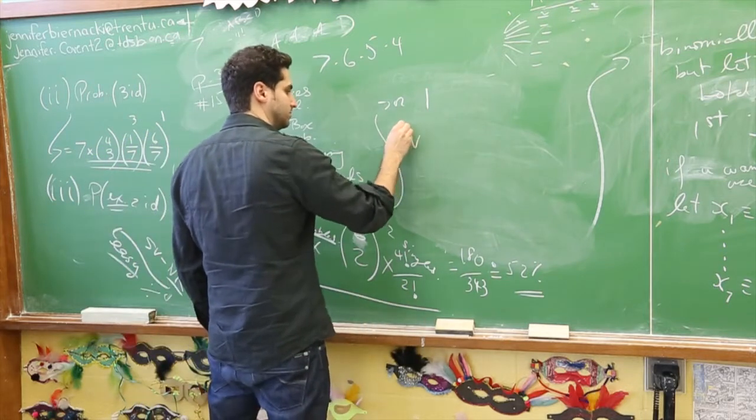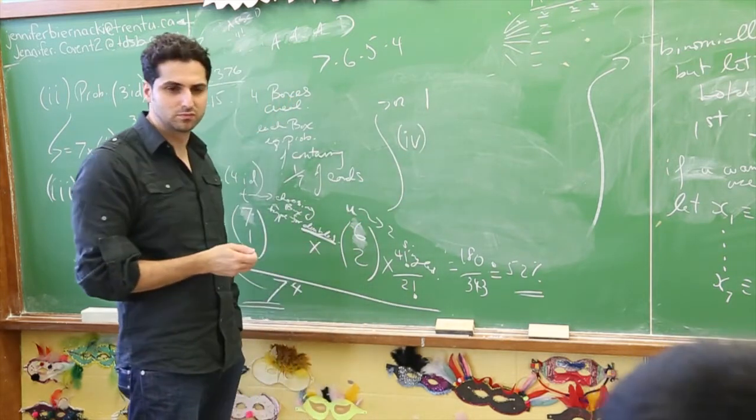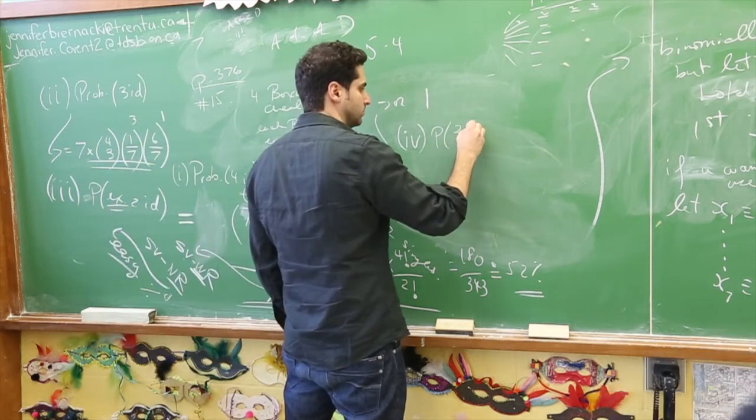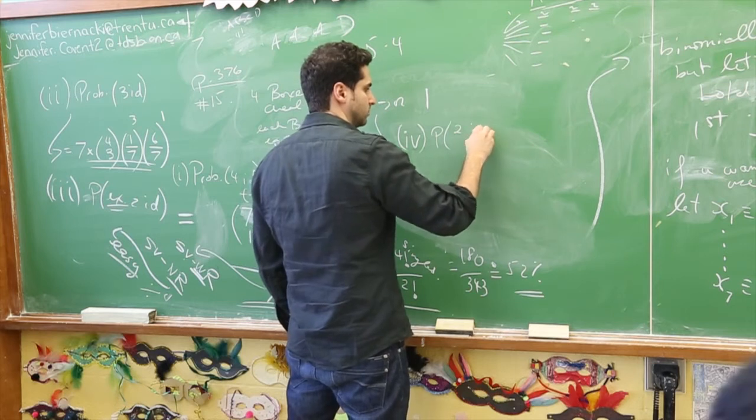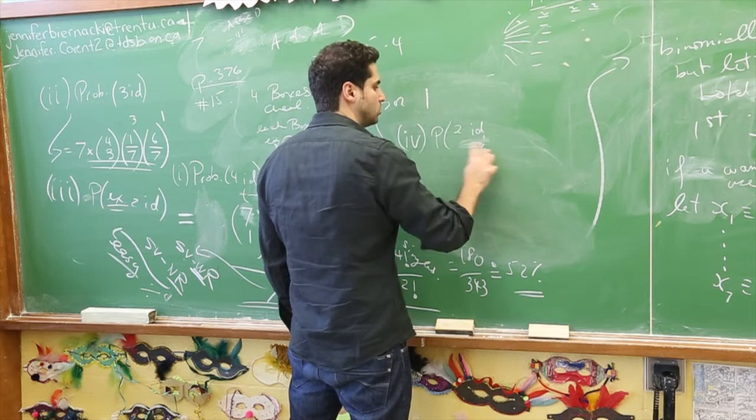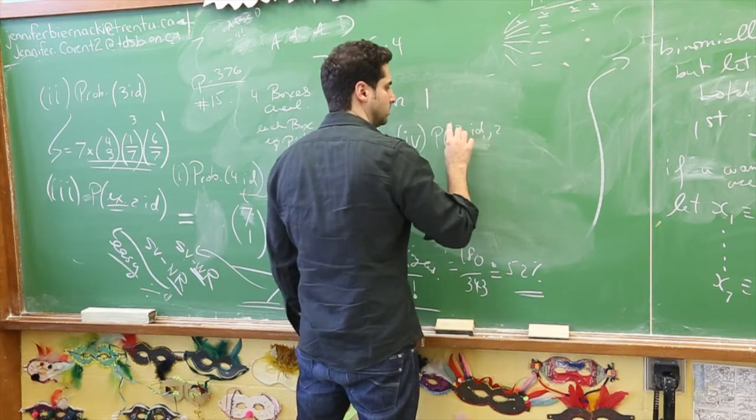4. 4. Okay. Are we going to survive? 2 pair of identical cards. 7 choose 2. Oh, 2 identical, 2 identical? Yeah.